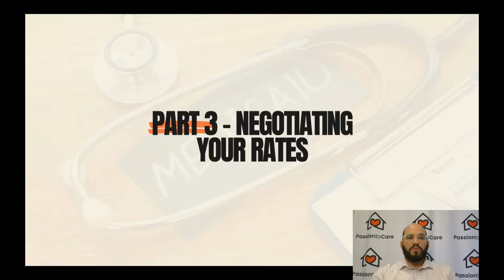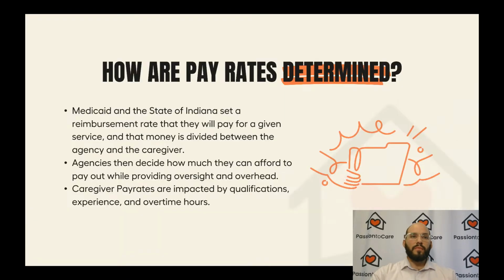And that brings us into part 3, where we're going to dive a little bit deeper into practical strategies for negotiating your rates and understanding how these pay rates are set. Now, how are they determined? Medicaid in the state of Indiana sets a reimbursement rate for different services that they're willing to pay for a given service, whether that's an hour, a day of SFC 1, 2, or 3, or an hour of attendant care. And then that money is divided between the caregiver and the agency. The agencies decide how much they can afford to pay out while still providing the oversight and overhead required for the day-to-day functioning, and the rest is paid out to the caregiver.